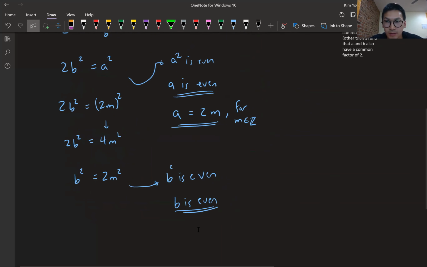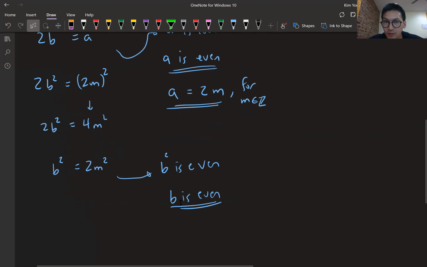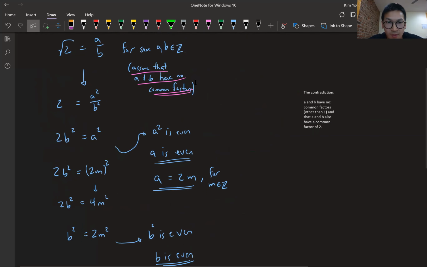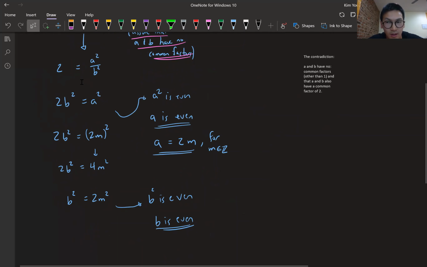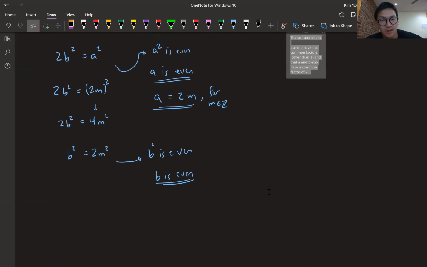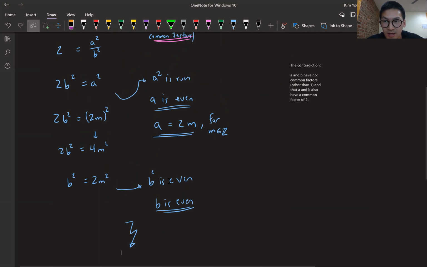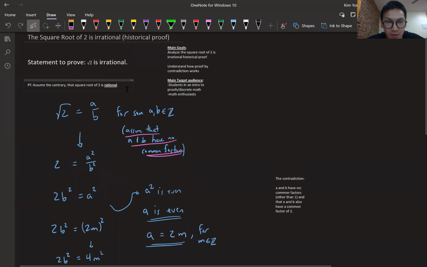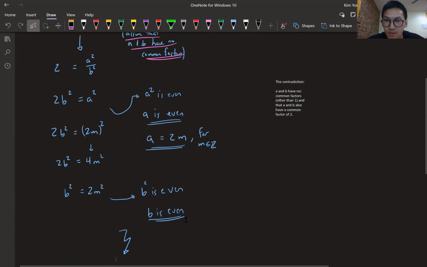Okay, and this is the contradiction, right? The contradiction, like I said before, is that a and b have no common factors, but in this logical sequence, which is a little sloppy, hopefully you can follow along with what I'm saying, right? That a and b have a common factor of 2 by definition of even. Okay, so hopefully that makes sense. And then to finish this, you can use this thunderbolt symbol. Okay, so yeah, this can't happen. So basically, when you assume that square root of 2 is rational, you get this weird hiccup. Okay, cool.